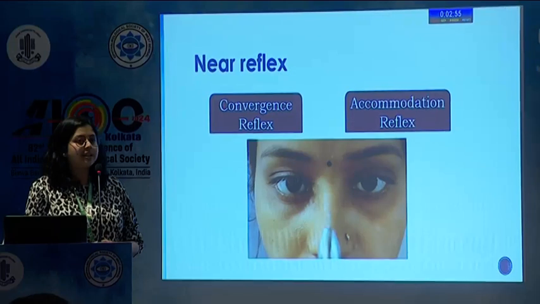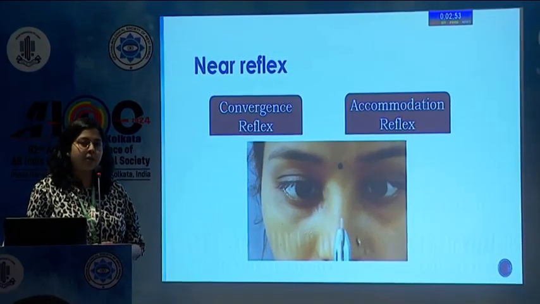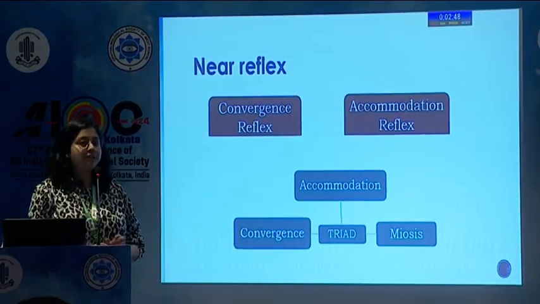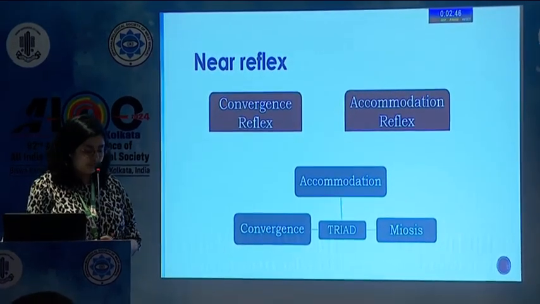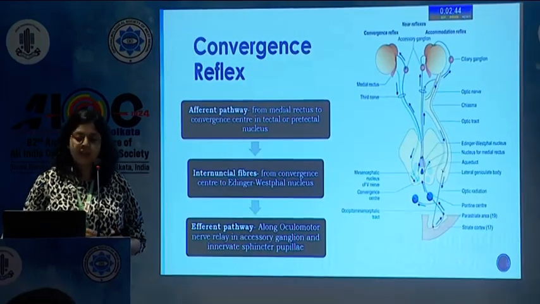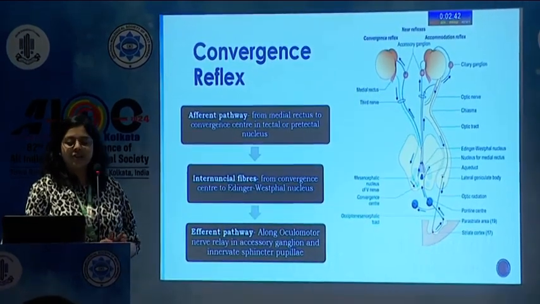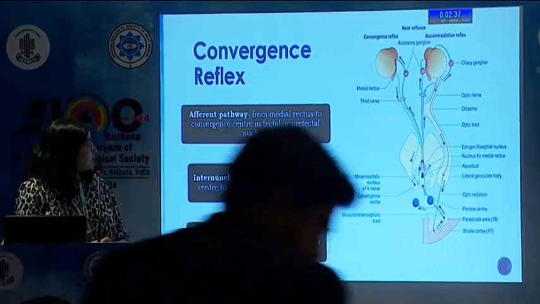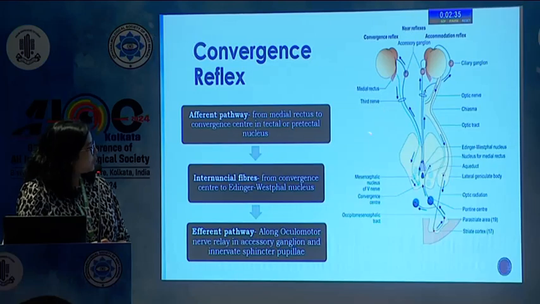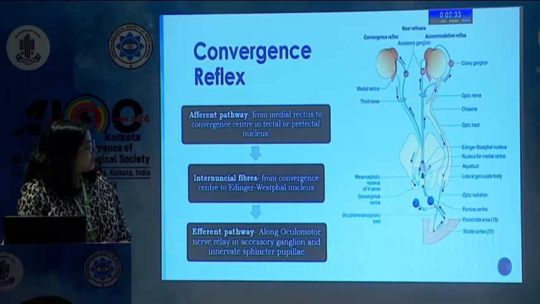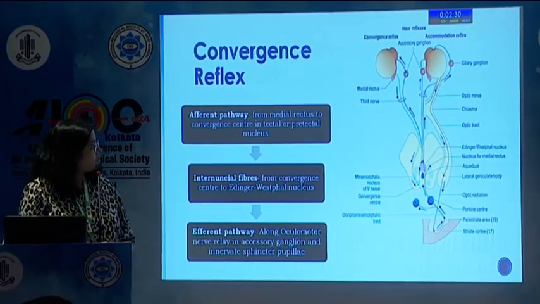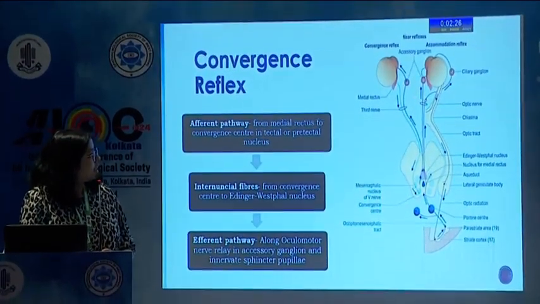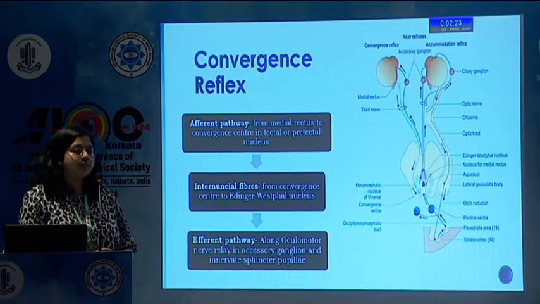The near reflex consists of the convergence reflex and the accommodation reflex. There is constriction of the pupil, increased accommodation, and convergence of the visual axis. The convergence reflex pathway is not very well elucidated. The afferent pathway starts from the medial rectus muscle, goes along up to the convergence center. The internuncial fibers supply the Edinger-Westphal nucleus, and the efferent pathway along the oculomotor nerve relays in the ciliary ganglion and supplies the sphincter pupillae muscle.